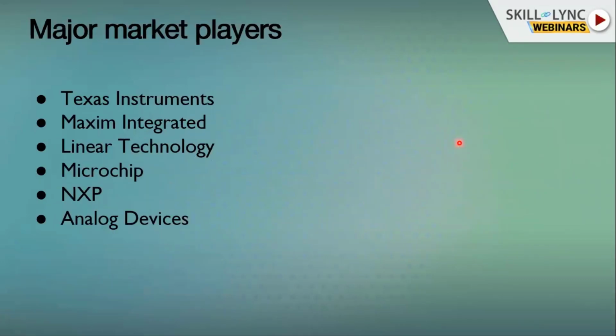Yeah, so coming to major market players: Texas Instruments, Maxim Integrated, Linear Technology, Microchip, NXP, Analog Devices. Not limited to these companies. There are hundreds of other companies who are making DC to DC converters, SMPS, for various applications, let's say for automotive or LED or anywhere. But these are the major market players, or you can say renowned.